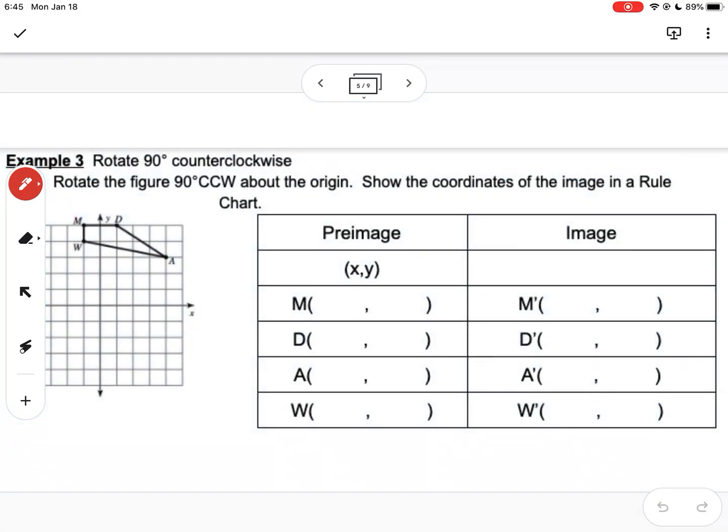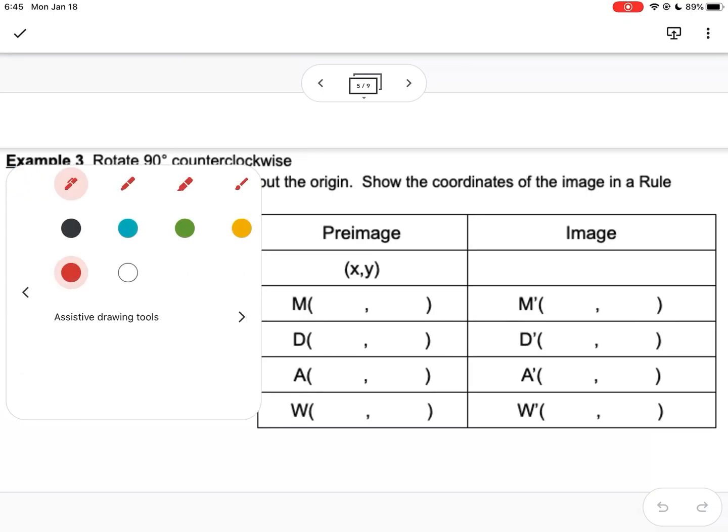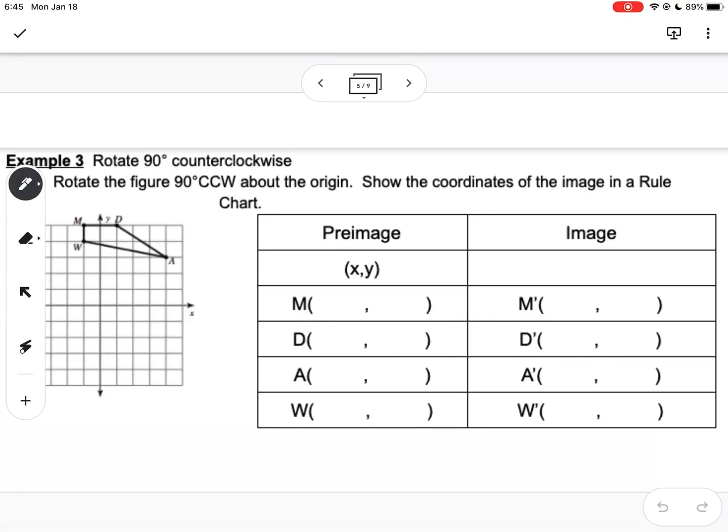All right, on our last one here, we're going to go 90 degrees, but we're going to go counterclockwise this time. So this is the same pre-image that we started with last time. So M is at -1, 5. D is at 1, 5, A is at 4, 3, and W is at -1, 4.